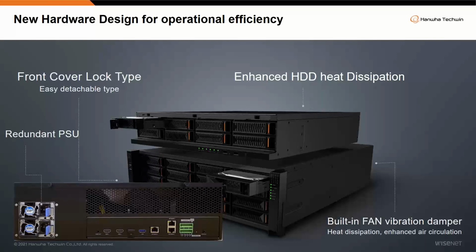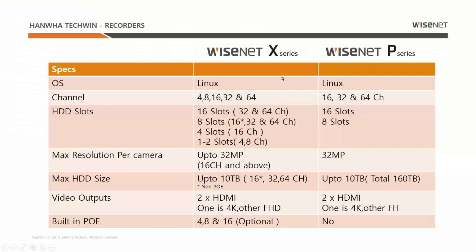Now going back to the comparison, mostly you will choose X series. It's not difficult to decide. If you need an NVR from Hanwha, most likely your project will have X series. 4, 8, 16, 32, 64 channel available. P series also has from 16 onwards up to 64.